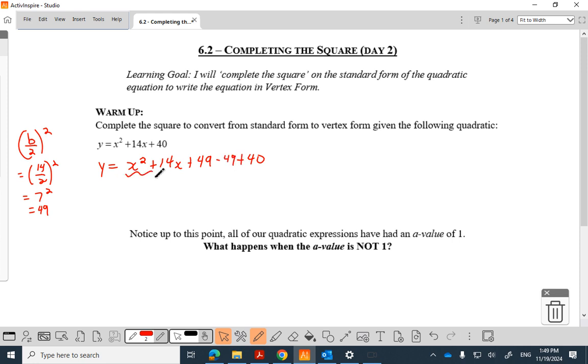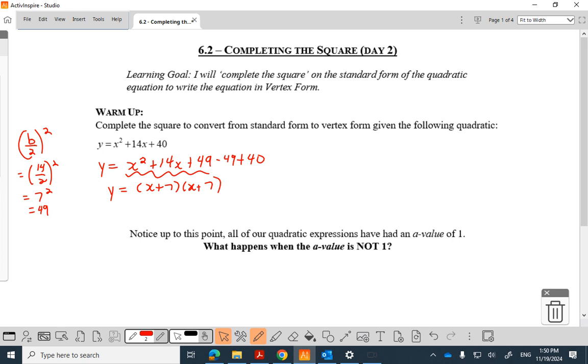I encourage you to underline the 3 terms you're going to factor, and then find the 2 numbers that multiply to 49 but add to 14. 7 both times. See, 49 was the perfect number. It was the perfect choice so that this thing factored as x plus 7 and then another x plus 7.